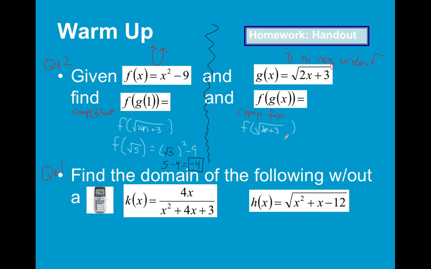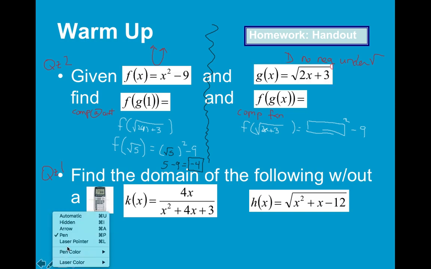putting it into f. So here I actually have to say, well, where would all those x's go? They would go in the place of x. x gets squared, and then minus 9. So into the place of x, I'm not going to put radical 5. I'm going to put the radical of every legal x times 2 plus 3.